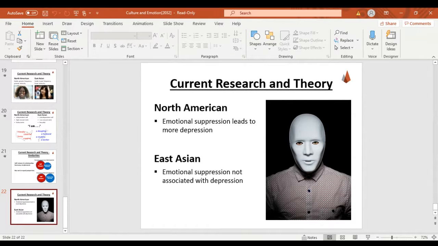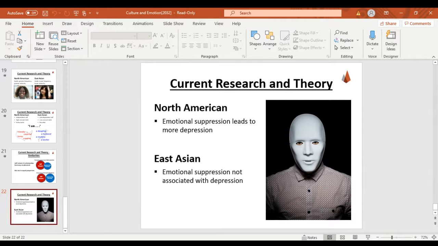Another quick point is the differences in emotional suppression. In North American research, emotional suppression leads to more depression. So that means it's good that we are more emotionally inclined and maybe more in touch with our emotions or willing to express them. This is good because otherwise it leads to more depression. While in East Asian countries, emotional suppression is not associated with depression.